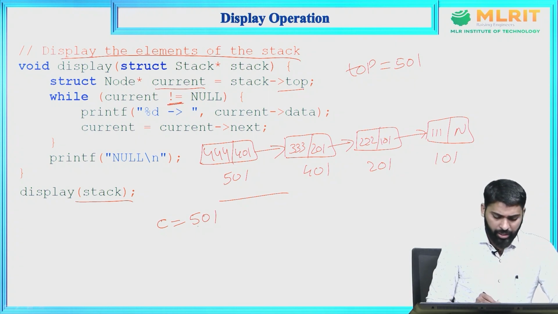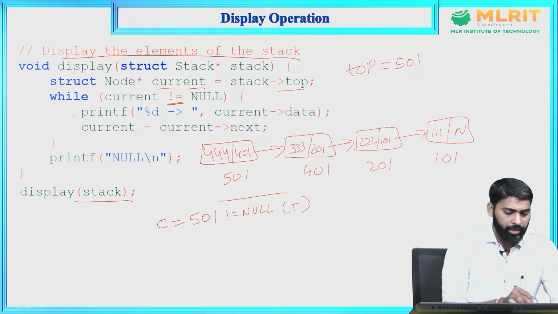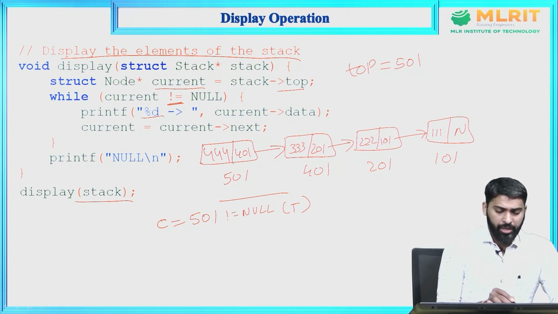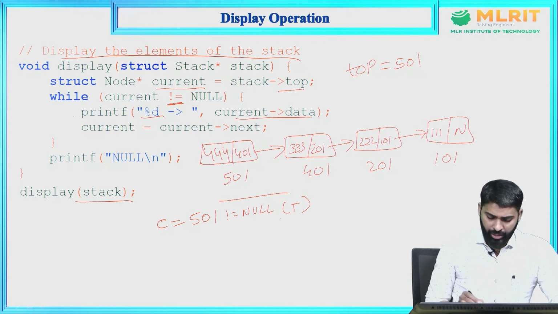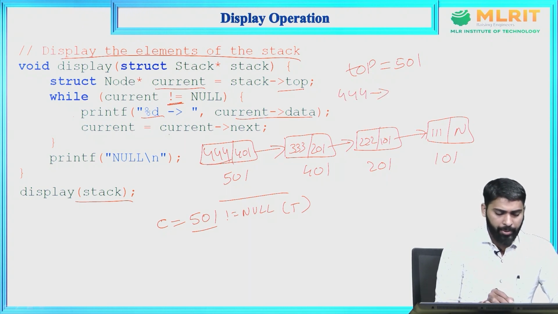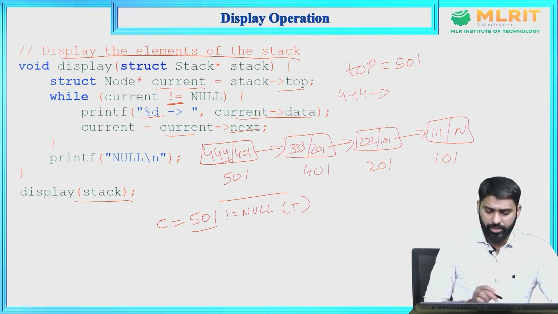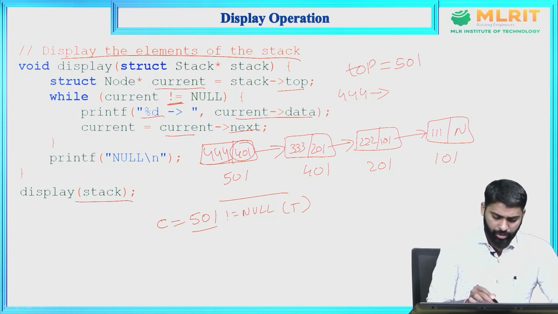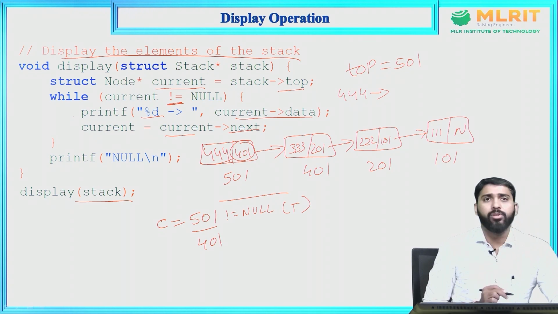Here what is the current? 501 not equals null. Yes, it is true. So enter into this block and print the current arrow data. What is the current? 501 arrow data, that is 444. Okay, 444. So after that update current with current arrow next. Now 501 arrow next is 401. Now current equals 401.